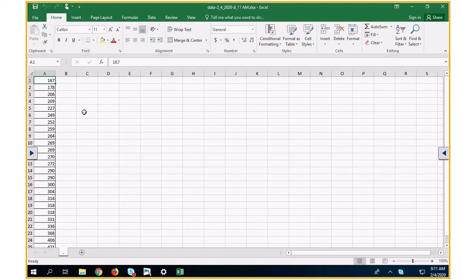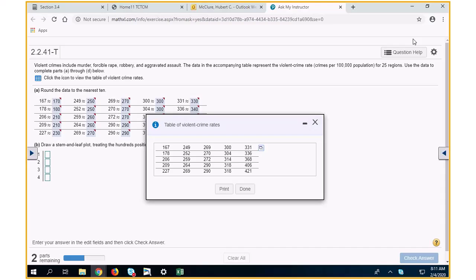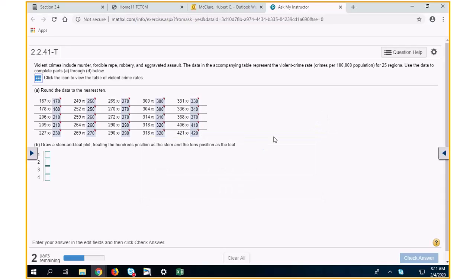So I have no idea. Are these in order? They look like they're in order. Okay, so we've got 167 to 421. I'm looking to see what they want us to do with it.